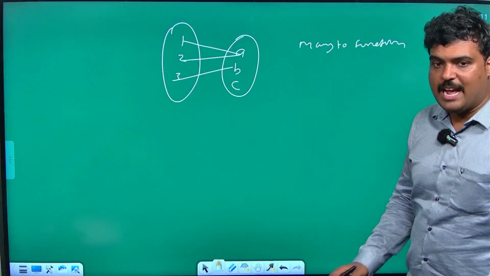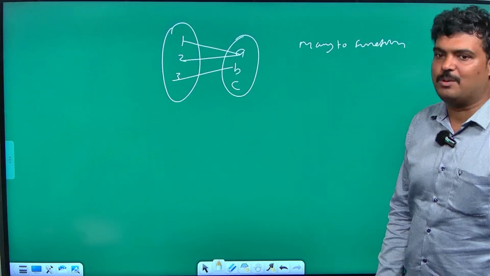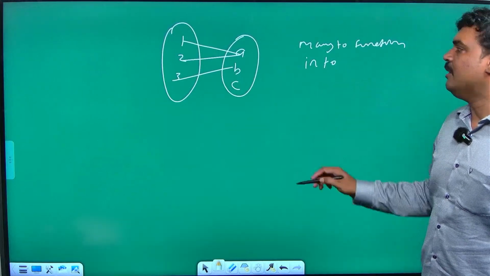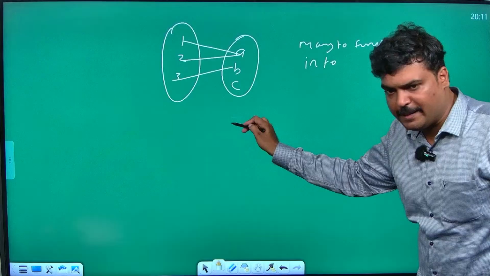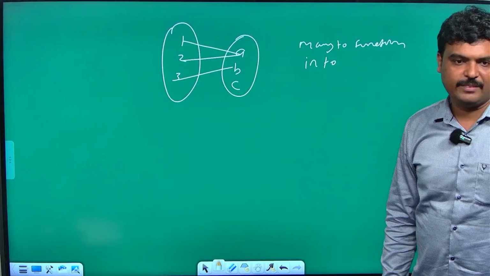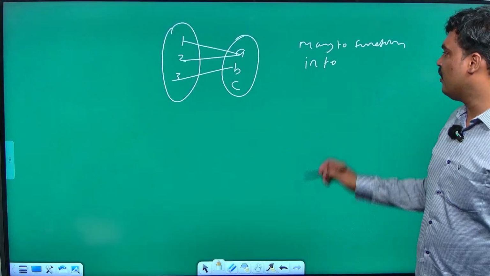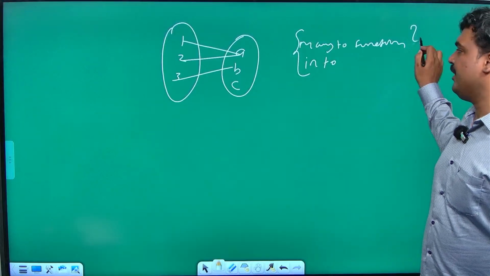See, one to one, many to one, many to one. Into or onto? Into. Very good. Why is it into? Because ABC is my codomain, but the range is only AB. So we can conclude that it is a many to one and into function.